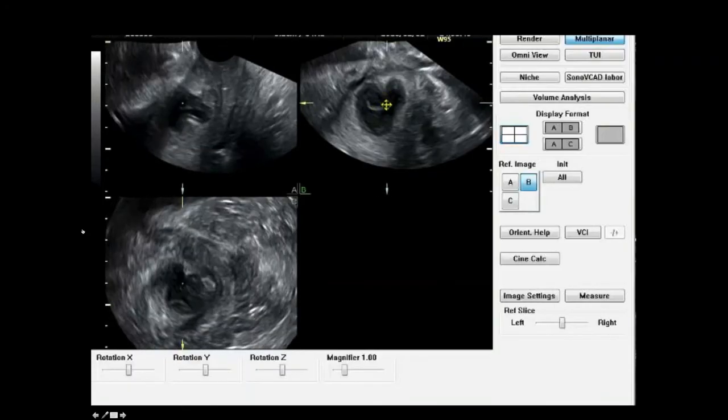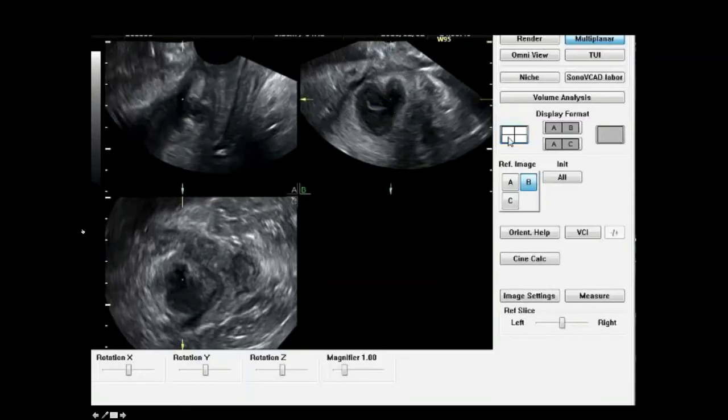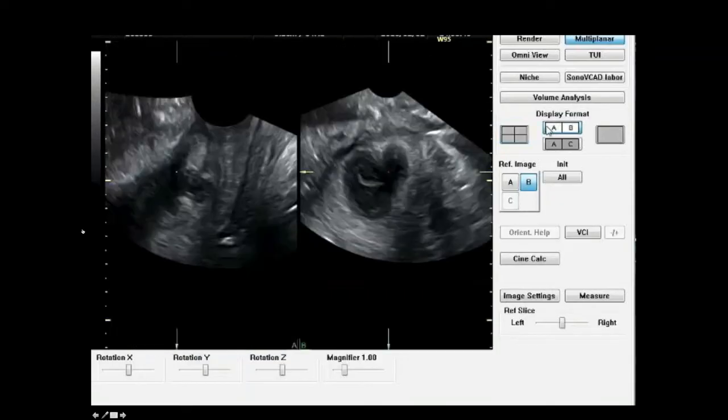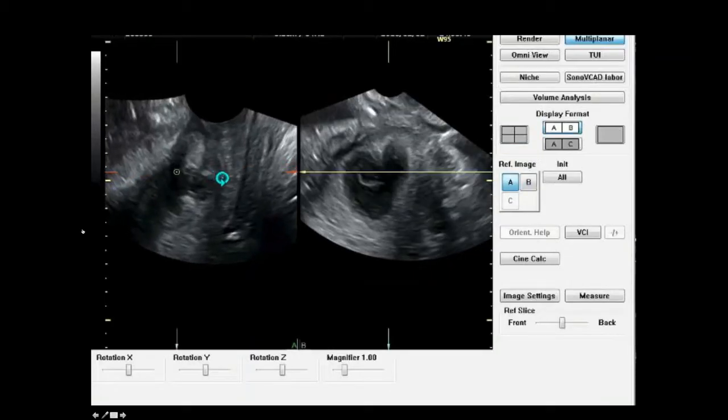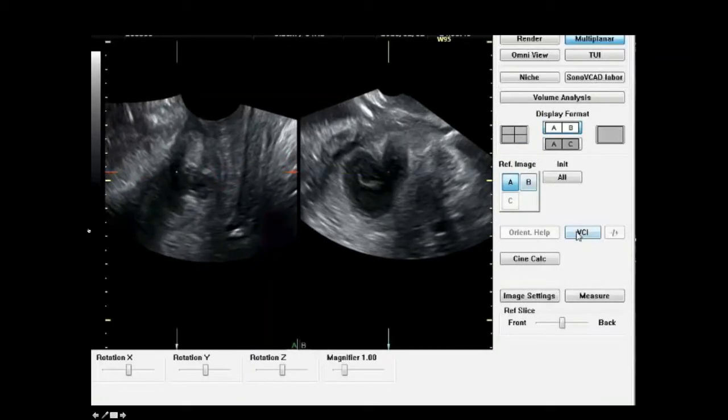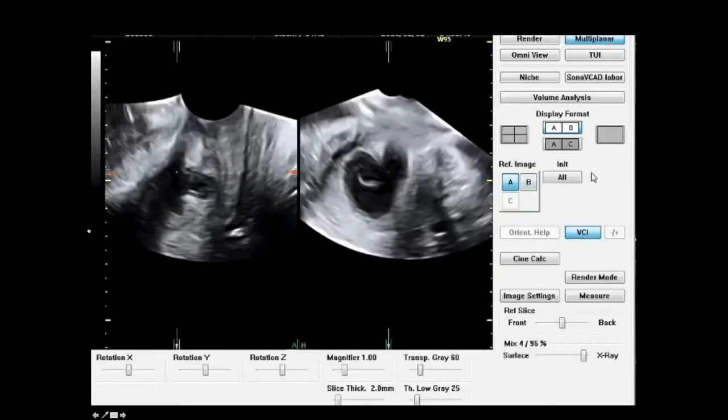And that's how you use 3D to get your bearings and understand the relationship between all of the organs and all the structures that you're looking at. So this is an example of how to examine a urethral diverticulum.